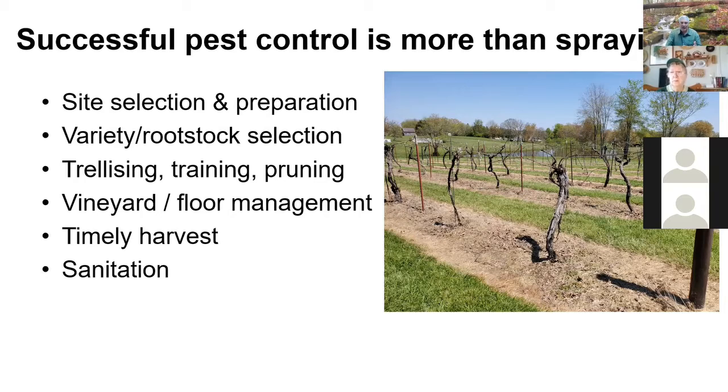You've got site selection and preparation. You've got cultivar selection. You've got the pruning, training, trellising. You've got your vineyard or orchard floor management. You've got harvest. You've got sanitation. And all these things we'll actually talk about in this program to talk about controlling disease in our home orchards. Again, a lot of these principles are ones that we can apply to a home landscape, but today we're just targeting fruit production.